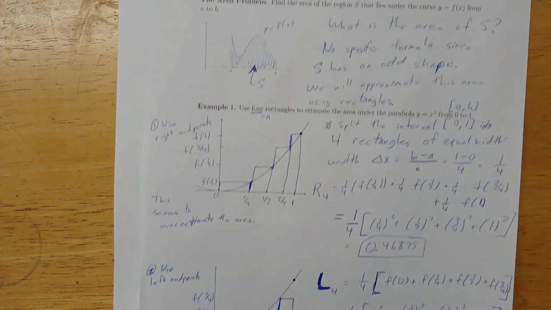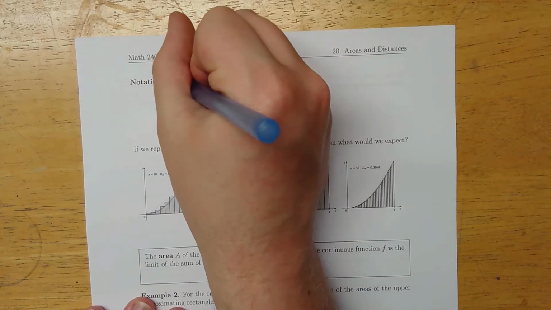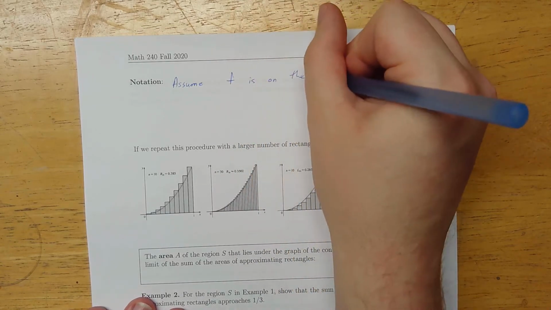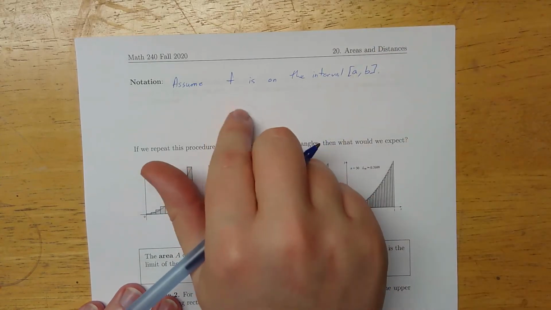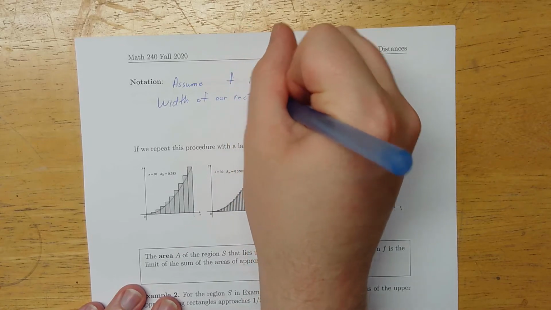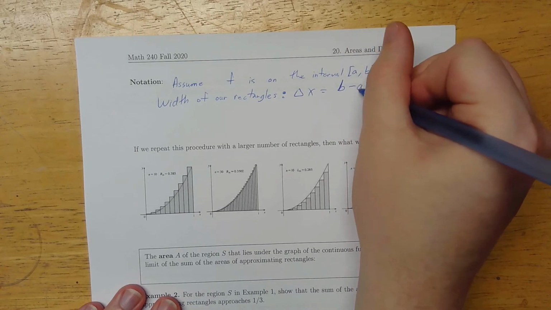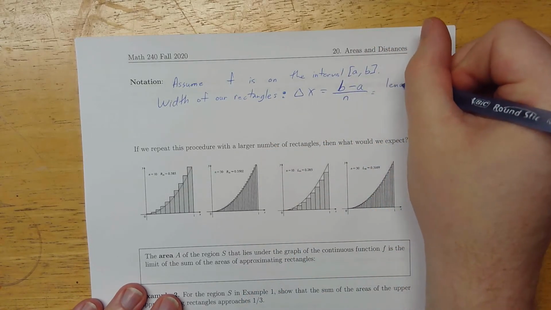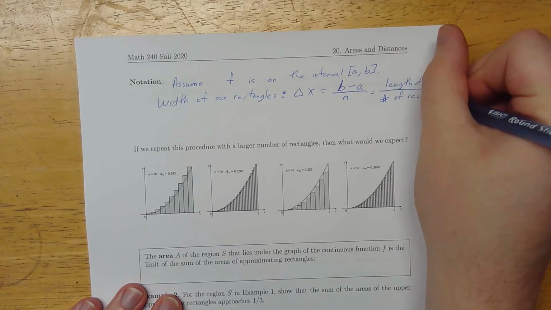So here we used left and right endpoints. And so we had different ways of denoting how we were going to do that. So let's start by assuming f is on the interval a to b, and we want to find the area under it. The width of our rectangles will be found as delta x, which is b minus a over n. So here, b minus a, the right endpoint minus the left endpoint, is the length of the interval that we have, divided by the number of rectangles that we'll be using.